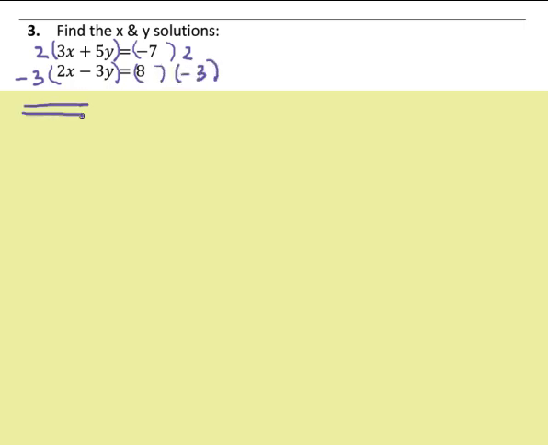Alright, so rewriting the system, first 2 times 3, we have 6x plus 2 times 5, 10y is equal to 2 times minus 7, that's minus 14. And the second equation, we have 3 times minus 2, that's minus 6x, minus 3 times minus 3, that's plus 9y, is equal to 8 times minus 3, that's negative 24.